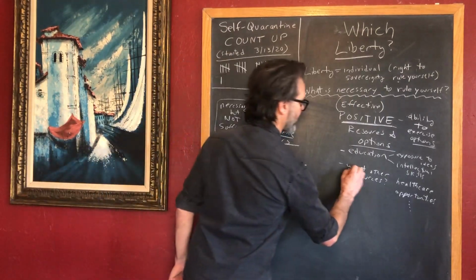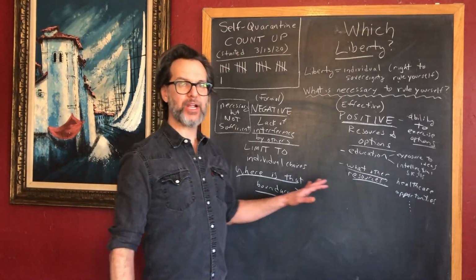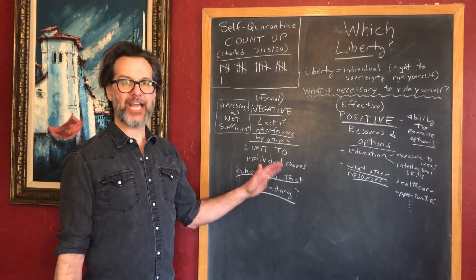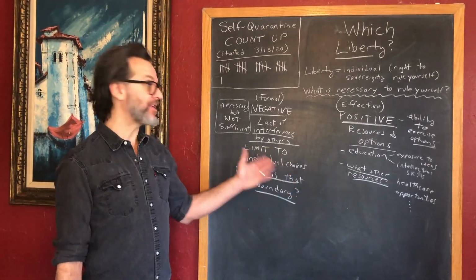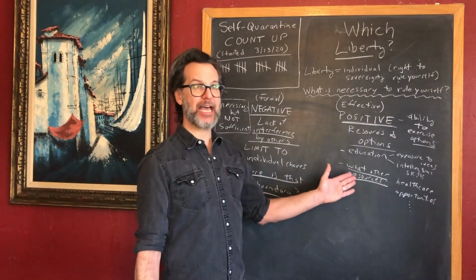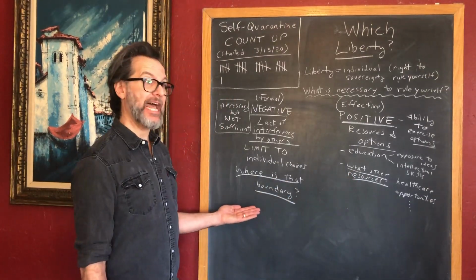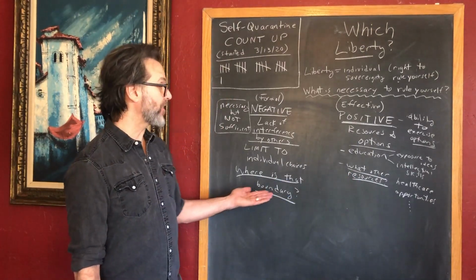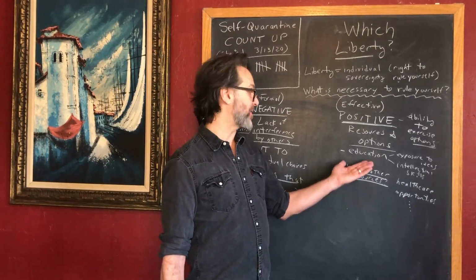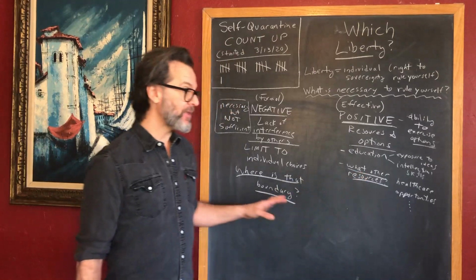Now I'm going to underline this too, because once we start breaking out what actual ruling yourself looks like, we see that there's two sides of it. There's people not interfering with you, and there's the need to have resources so you can have meaningful options. We have two big questions that have to get asked. Where is that boundary, and what other resources besides education? And also, what type of education and how much?